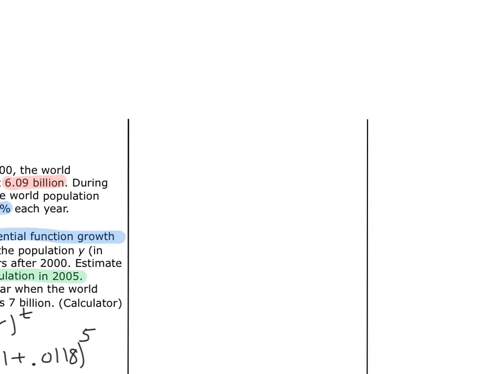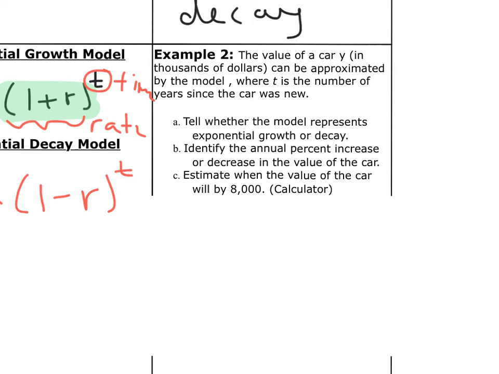So let's go ahead, let's come over to where we have example 2. It says, the value of a car Y in thousands of dollars can be approximated by the model where t is the number of years since the car was new. So it actually cut off when I copy and pasted. It's cutting off a function that you're actually needing to be able to solve this. You need the function y is equal to 25 times 0.85 raised to the t power. You would not have been able to solve this problem without that, and unfortunately it cut it off.